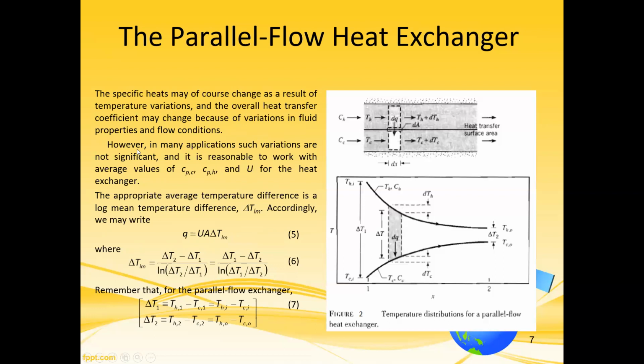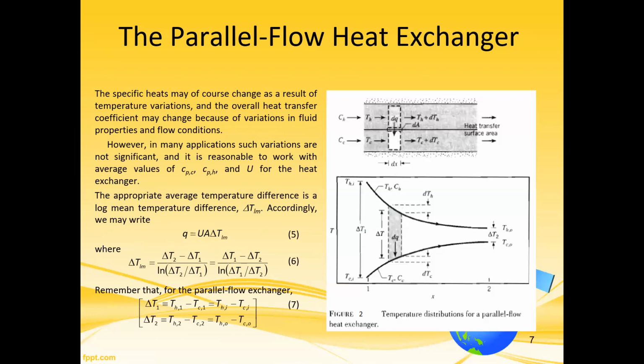Okay? However, in many applications, such variations are not significant, and it is reasonable to work with average values of Cc, Ch, and U for the heat exchanger. The appropriate average temperature difference is the log mean temperature difference, delta T_lm. Accordingly, we may write Q = U A delta T_lm, where delta T_lm = (delta T2 - delta T1) / ln(delta T2 / delta T1) = (delta T1 - delta T2) / ln(delta T1 / delta T2).